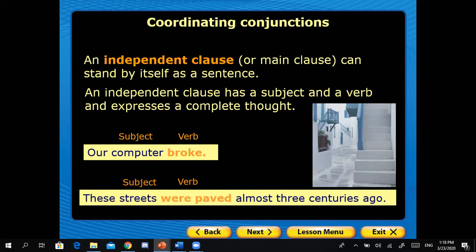Second example: these streets were paved almost 3 centuries ago. So how do I again know this is a sentence? We have a subject, streets, and a verb, were paved, and it also is a complete thought.